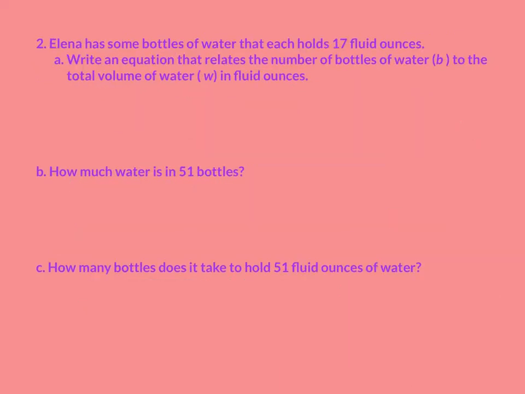Next, Elena has some bottles of water. Each of them holds 17 fluid ounces. Write an equation that relates the number of bottles of water B to the total volume of water W. So we've got two ways to write this because we've got B and W.